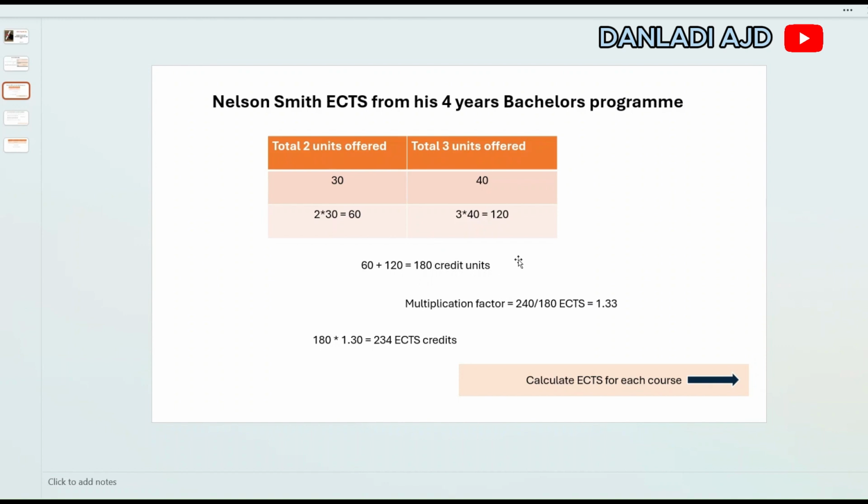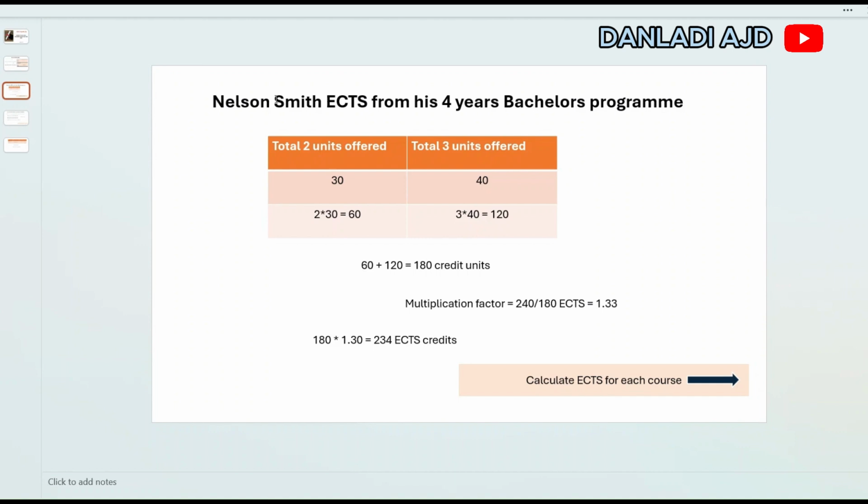Now, in order to convert to the European Credit Transfer System credits, you need to know that in the previous slide, I showed that for a 4 years bachelor's program, they expect that you must have had 240. So you divide this 240 by the 180 credits that you obtained in your university, which will give you the multiplication factor that you use to convert it to the European Credit Transfer System. Now, if you multiply this credit unit that you obtained in your university by the multiplication factor, you're going to get 234 ECTS.